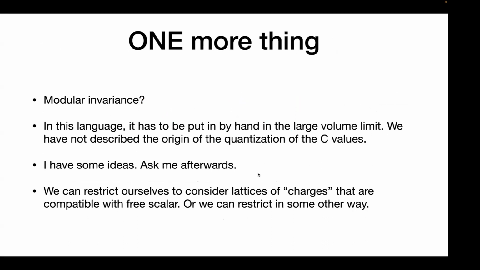So one more thing is, where did modular invariance come from? Since I broke everything, I have to put it in by hand in the large volume limit. I have not really described the origin of the quantization of the c-values. If there's time and somebody really wants to ask, you can ask me afterwards. But at this point, I don't really have an idea of how to make it work. So we can restrict ourselves to consider lattices of charges that are compatible with a free scalar, or we can restrict in some other way.